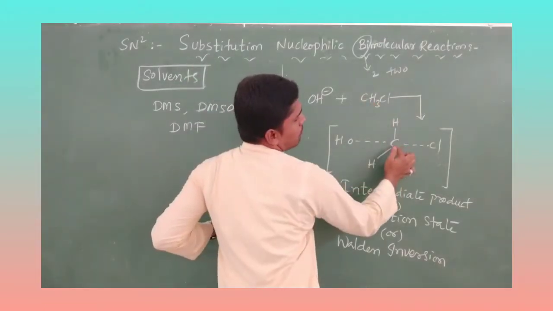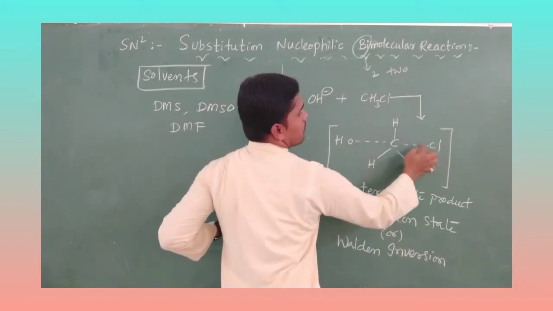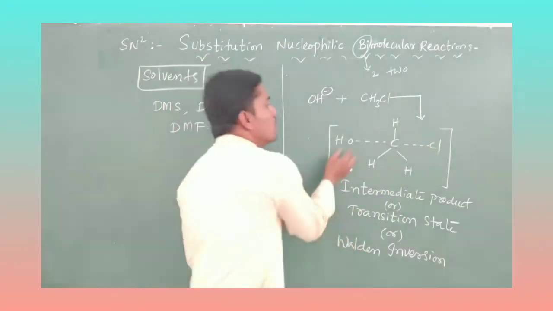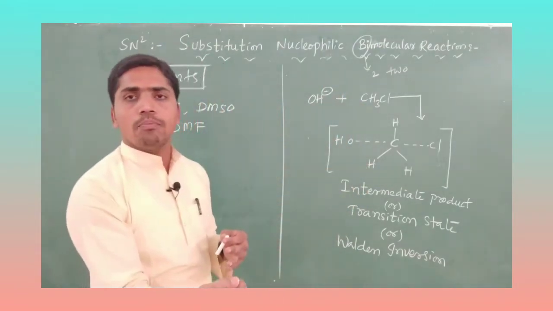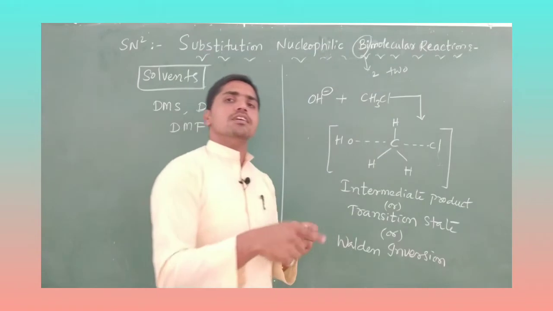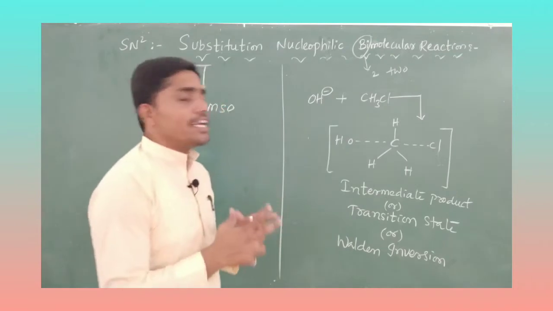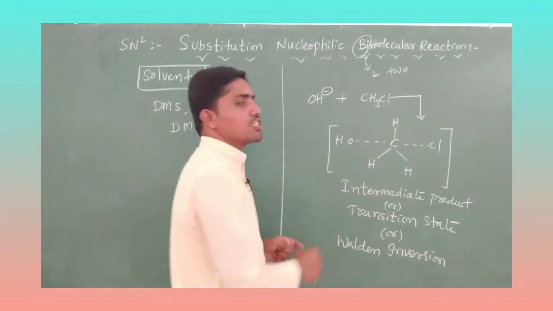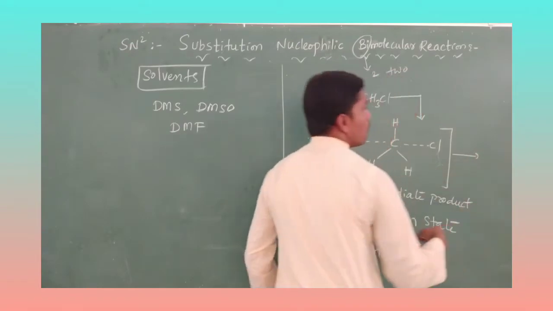The bond between the carbon and chlorine. While this bond is breaking, bond making keeps going on. It means bond breaking as well as bond making take place at the same time, in the same manner. Bond breaking and bond making keep happening at the same time. That's why this type of intermediate product is formed. After forming this intermediate product, finally we get the main product.